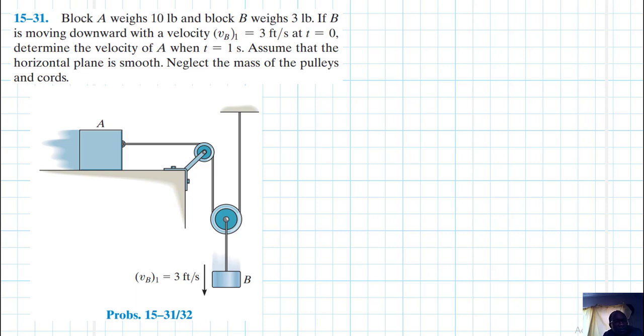The problem reads: a block A weighs 10 pounds and block B weighs 3 pounds. If B is moving downwards with a velocity of 3 feet per second at t equal to 0 seconds, determine the velocity of A when t is equal to 1 second. Assume that the horizontal plane is smooth, and by this we mean there is no friction. Neglect the mass of the pulleys and the cords.